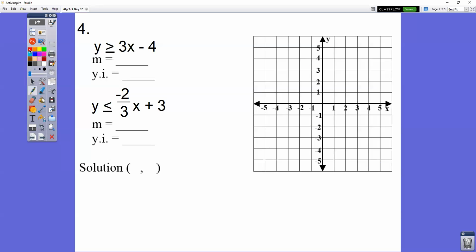Our slope for this first one would be 3 over 1. So that's really up 3 over 1. And we're starting off at 0, -4. It would be a picture of a solid line because of the or equal to, and we are shading above because it is greater than. So your first one should start off here at 0, -4, up 3 over 1, up 3 over 1, up 3 over 1. We are connecting it using a solid line. Make sure that you put your arrows at the end, and we are shading above.